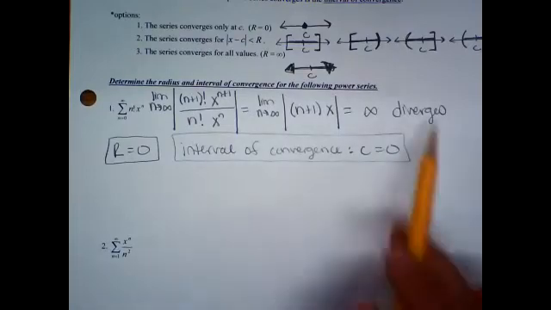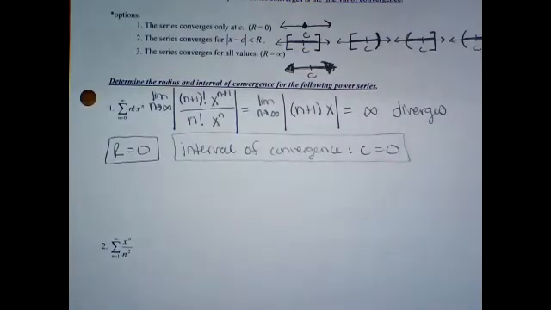All right. So we found that that diverged. So the only place it's going to converge is literally where it's centered, which is c. Does that make sense? Okay. Let's try another one.